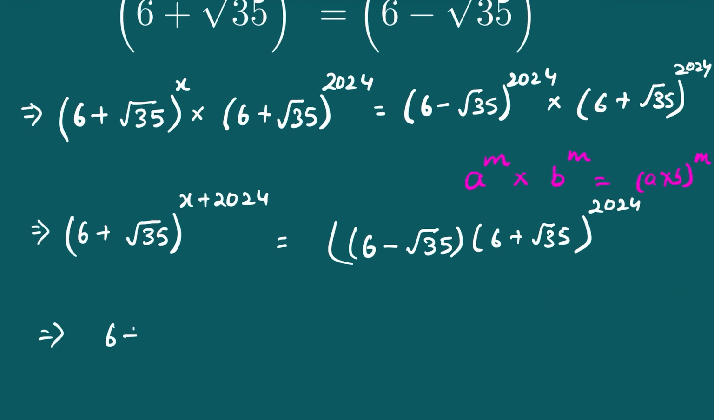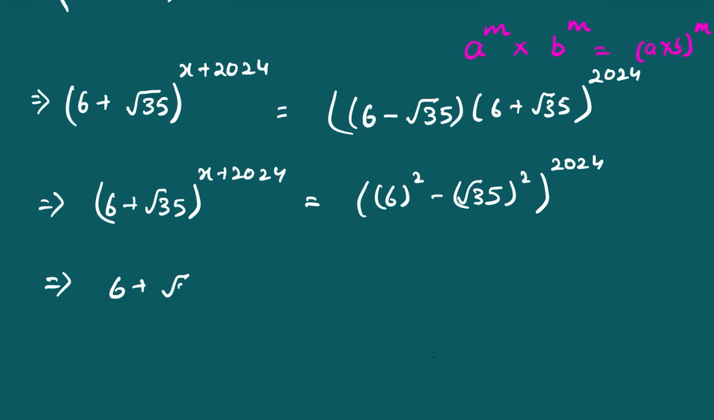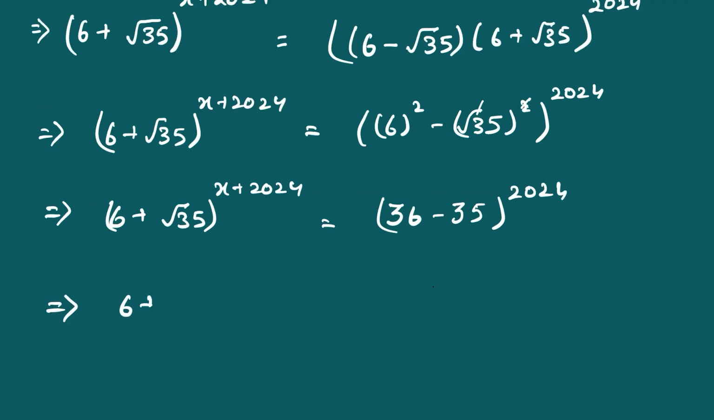So a minus b times a plus b is equal to a square minus b square. So (6 + √35)^(x+2024) is equal to (6² − (√35)²)^2024, or 6 square is 36 and √35 square is 35, because the square and square root get cancelled. So this is (36 − 35)^2024, which is 1^2024, and that means 1.